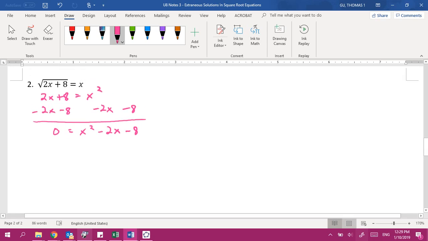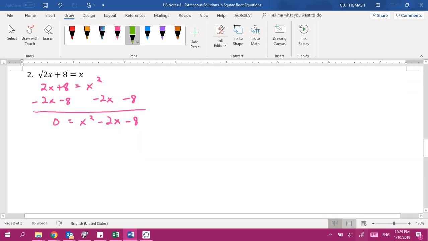A is 1, so there's no GCF. But 2 can go into 8, but it can't go into this 1. So we can go ahead and do our A, B, and C. What is A? 1. What is B? Negative 2. And what is C? Negative 8.